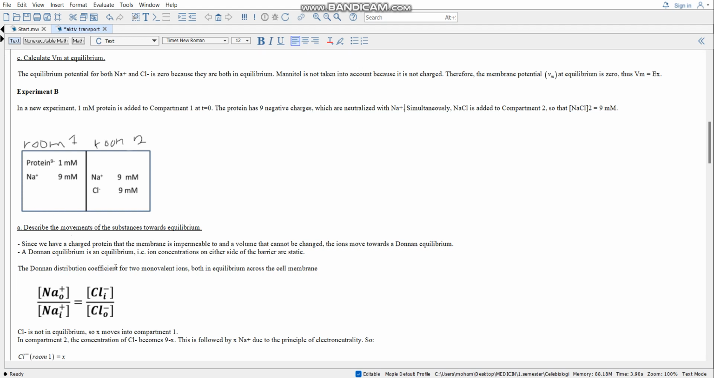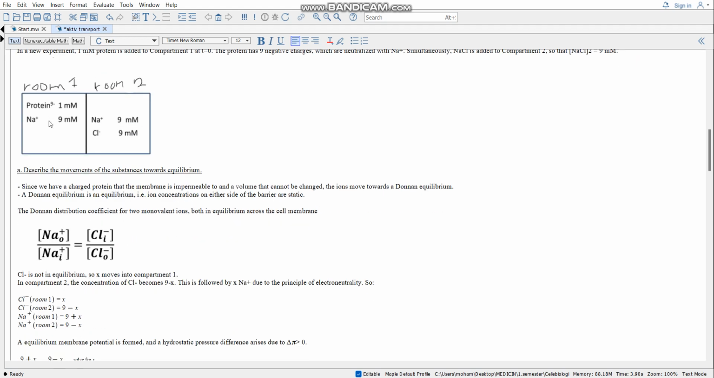And the Donnan distribution coefficient for two monovalent ions can be described via this, right? So sodium. Chloride is not in equilibrium, right? As you see here, we only have 9 millimoles in room 2. We have nothing in room 1. So we can say X will move into compartment 1, and in room 2 we have 9 minus X.